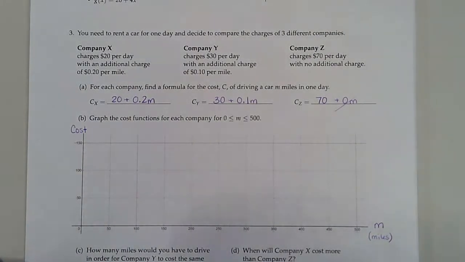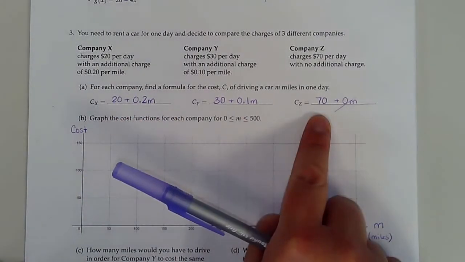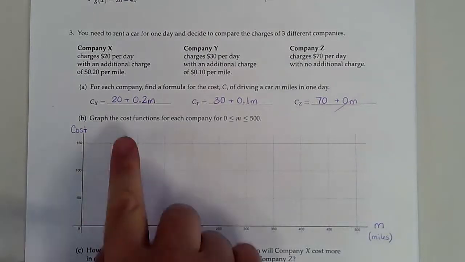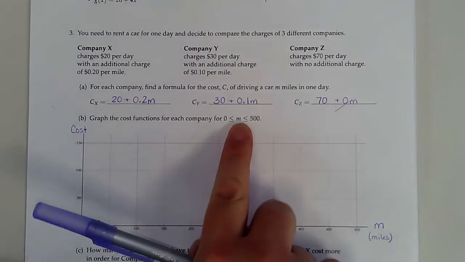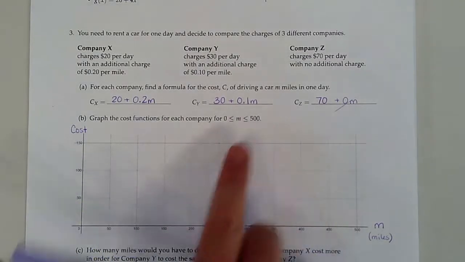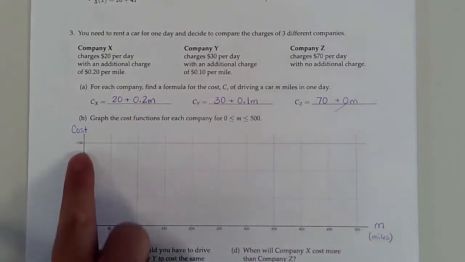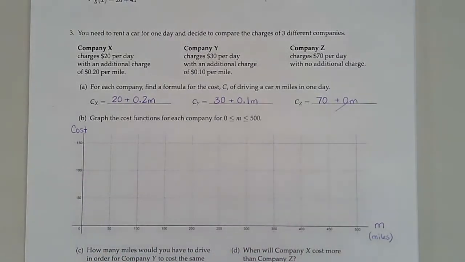For part B, you're going to graph these 3 functions. So for each company, you'll put a different line on here for the mileage being between 0 and 500. So you've already got your graphs set up and labeled, and you just need to pause the video and get those drawn in there.